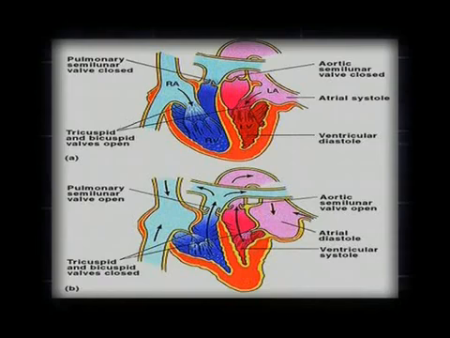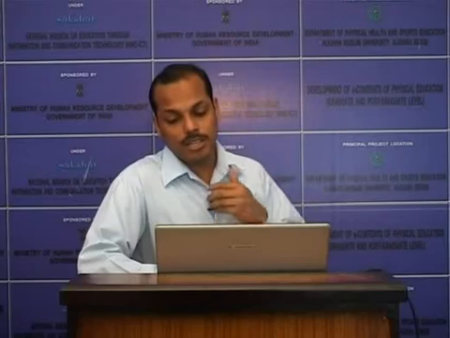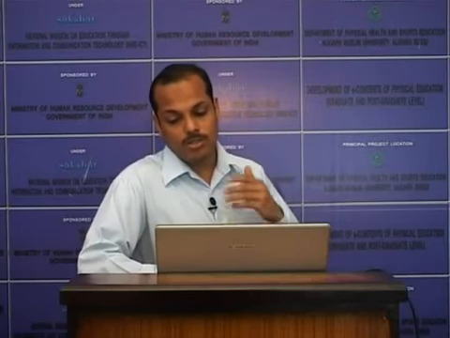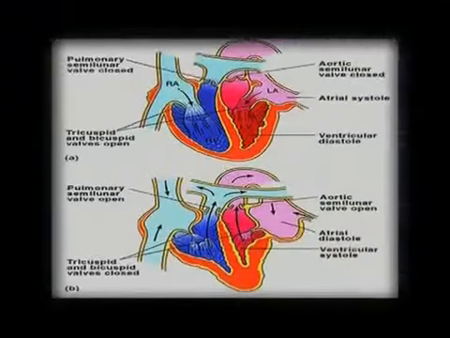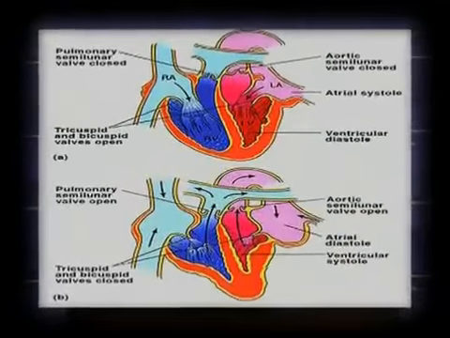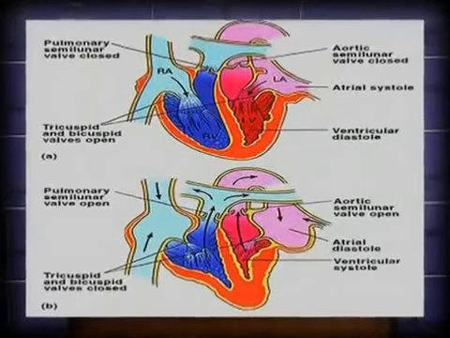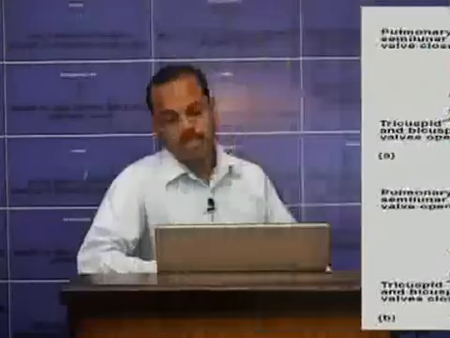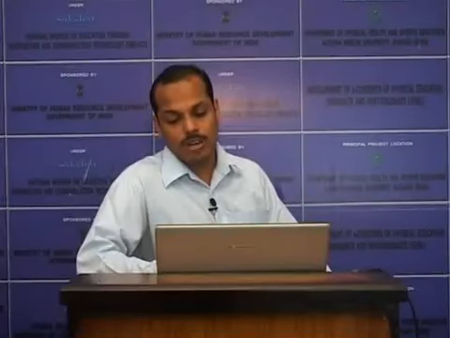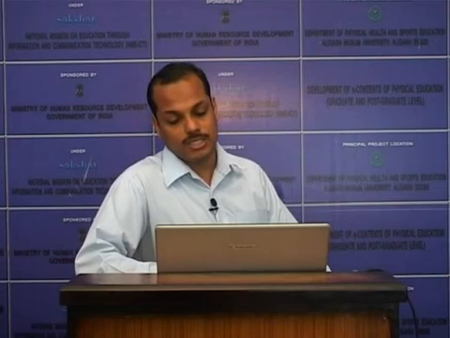Then in the next stage, ventricular systole first phase starts, that is, ventricular contraction pushes the atrioventricular valve closed, but does not create enough pressure to open the semilunar valve. In the next stage, ventricular systole second phase, the ventricular pressure rises and exceeds the pressure in the arteries, the semilunar valve opens and blood is ejected.